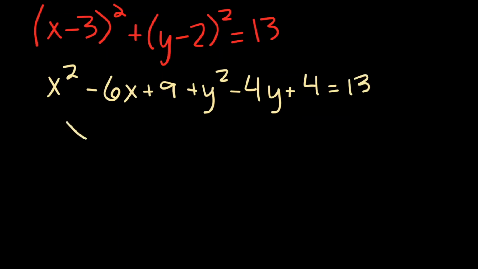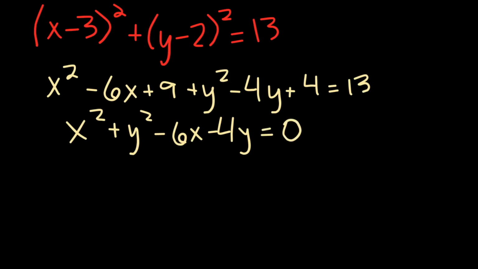Now let's rearrange it so that we have the x squared term first, followed by the y squared, plus the 6x and the 4y, or subtracting both of those, but adding them to this side of the equation. And then we have the 9 and the 4, which equals 13, so the 13s on both sides cancel out to get 0.